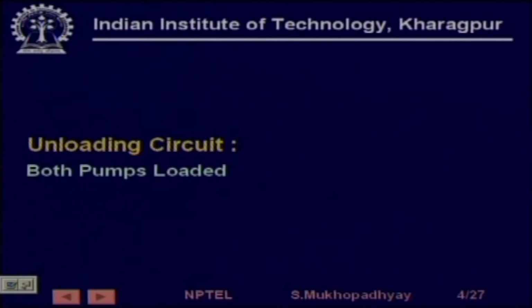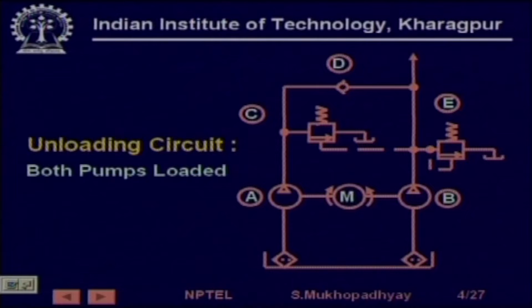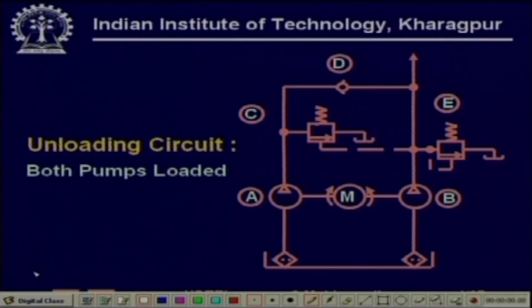So we first come to our first circuit. It is called an unloading circuit. See the circuit, there are two pumps. Can you realize that this is a hydraulic pump, this is also another hydraulic pump, and they are being driven by a common motor. This is the prime mover, and these pumps are connected in parallel. This is where it is going to the load or the system.